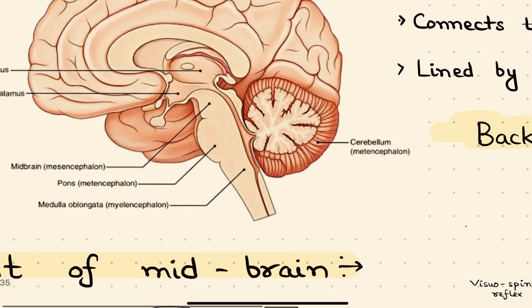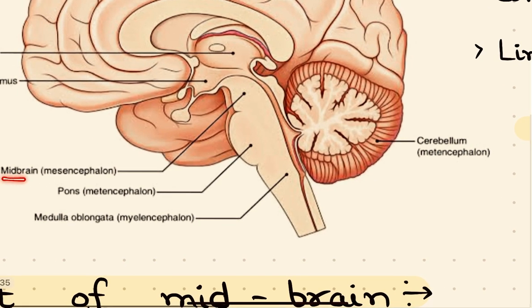In anatomical terms, we call midbrain as mesencephalon. You can see it is present here on the inferior side of the brain, or we can say it is the first part of the brain stem. You can see this small part is midbrain.